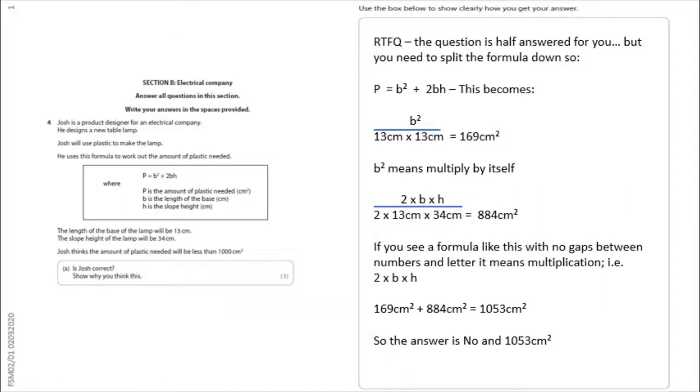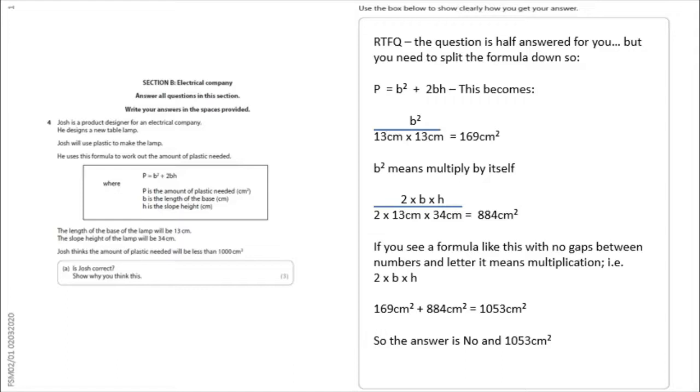Welcome back to the second part of this Functional Skills Maths Level 2 legacy paper. Compared to Level 1, there are some step changes in how some of the questions are asked, and this is a good example of that.